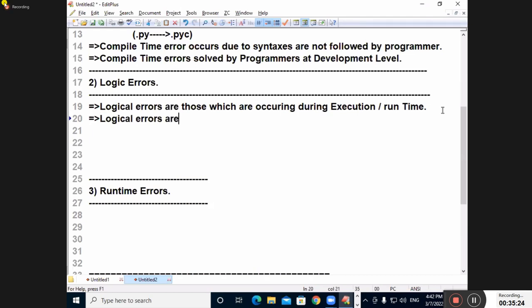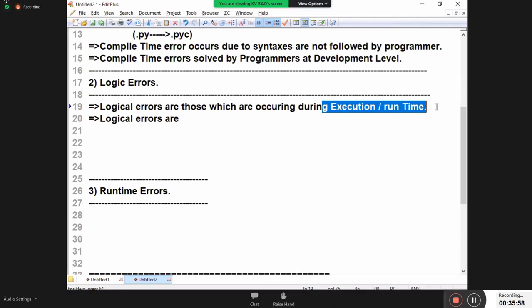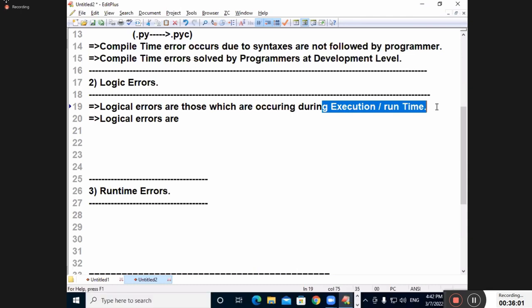Logical errors are those which are occurring during execution time, I said. Do you know execution time? Yes, tell me what is that execution time? I forget. The .pyc bytecode read by the PVM is converted into the native understanding format of the OS, which is known as execution time. Understand that? Compilation means .py converted into .pyc, which is called compilation time. The .pyc converted into native machine understandable code is known as executable code. We can call it execution time.